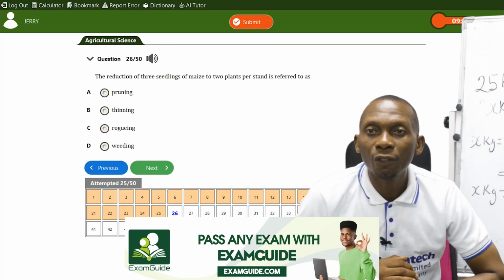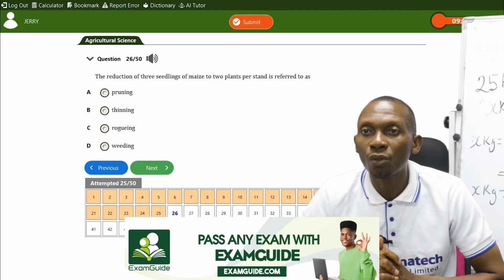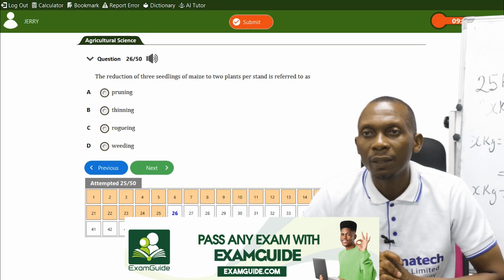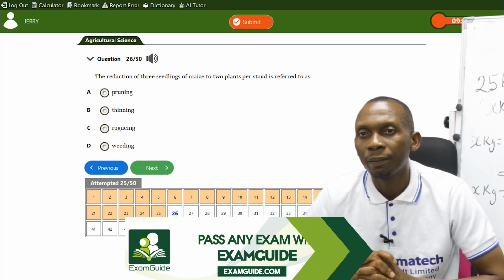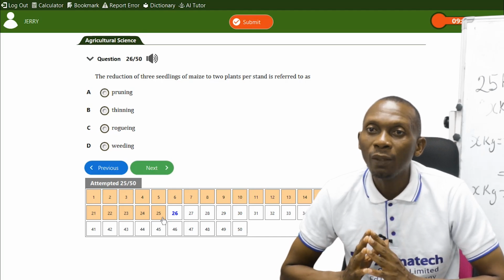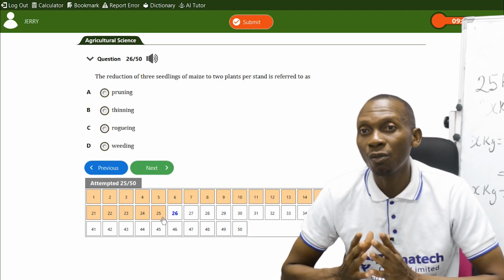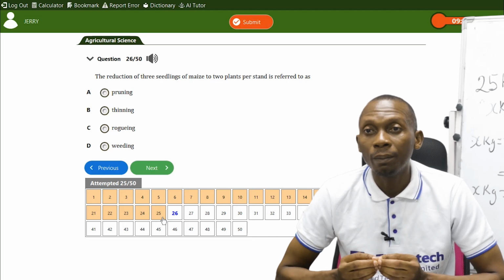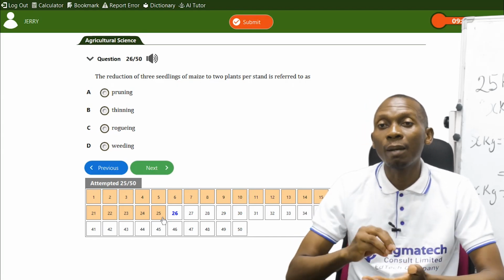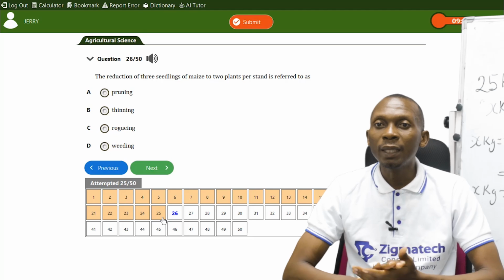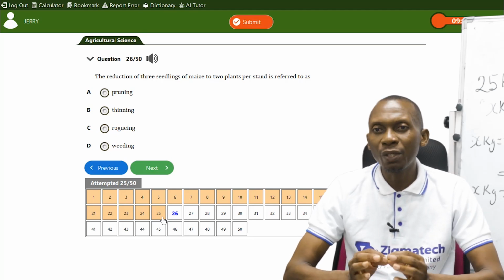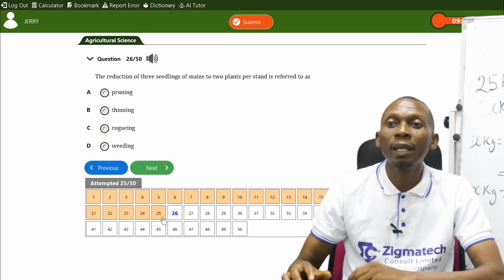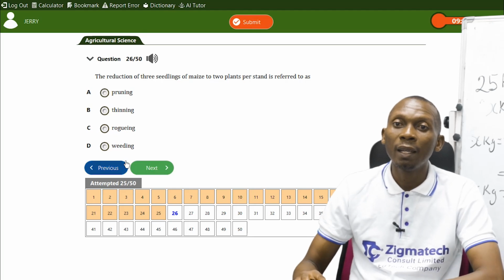Now, the reduction of 3 seedlings of maize to 2 plants per stand is referred to as what? When we talk about the seed rate of certain crops, it has to do with the number of seeds planted per hole. In the course of growth, these seeds are reduced in number to reduce competition, and that process of reducing the number of seeds is called thinning.